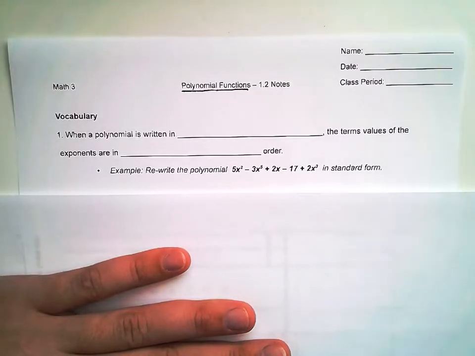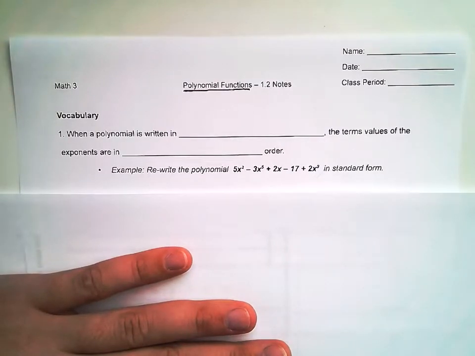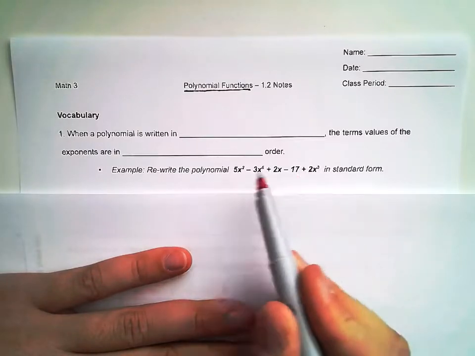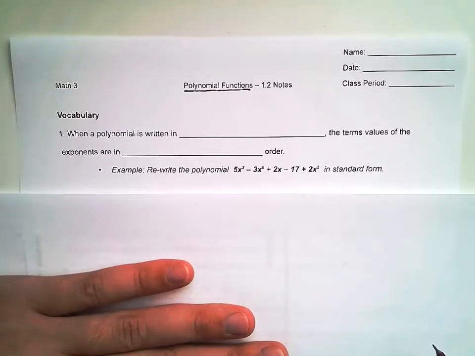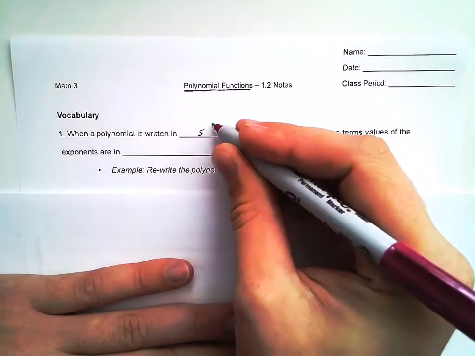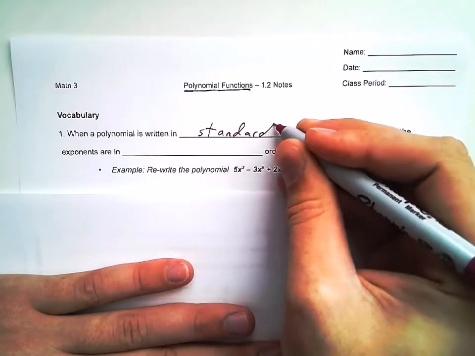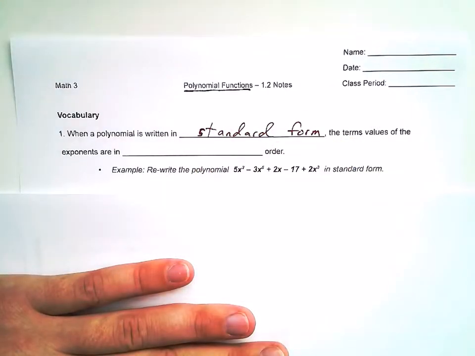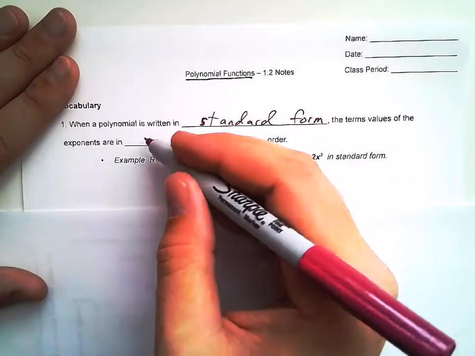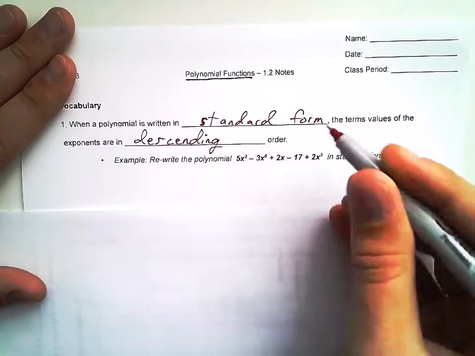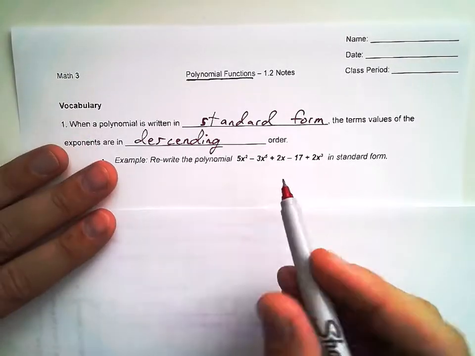And we're just going to go over some of the basics here, and then next time we're going to get really into the details of how graphing polynomial functions works and how you can tell from an equation what the graph will look like. So anyway, start off, a polynomial is written in standard form. It's a lot easier to deal with them when they're in standard form. That means the exponents are in descending order. Descending meaning biggest to smallest.